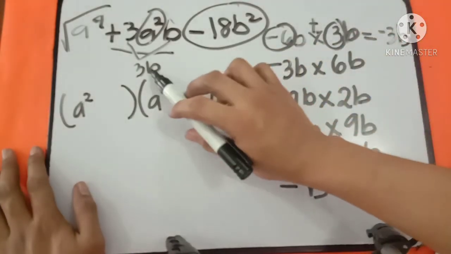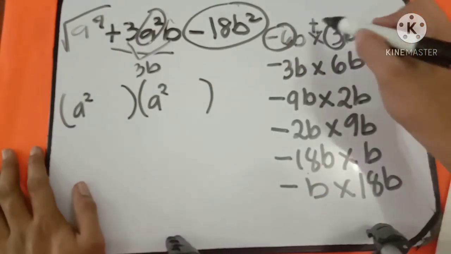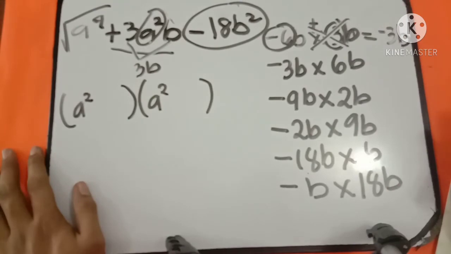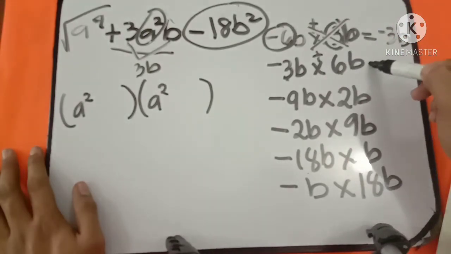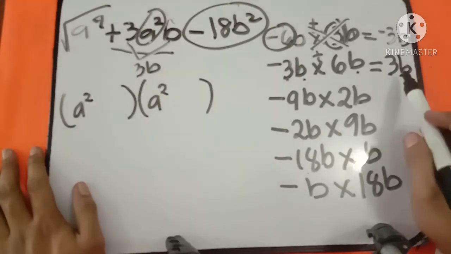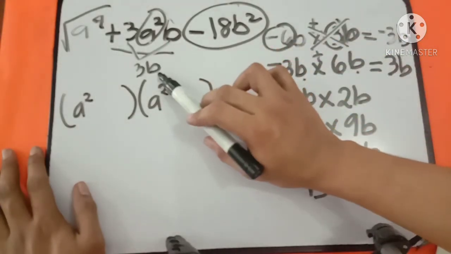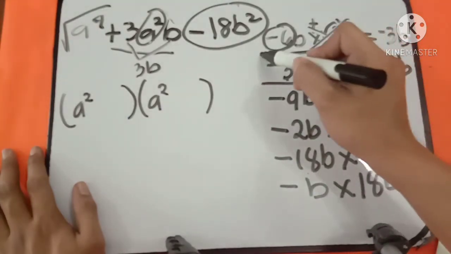So, our target is positive 3b, but we have here negative 3b. Therefore, this is not the required one. Let's try the other factor. Negative 3 plus positive 6 is positive 3. Then, copy the variable b. Positive 3b is equal to our middle term 3b. So, therefore, this is our target.